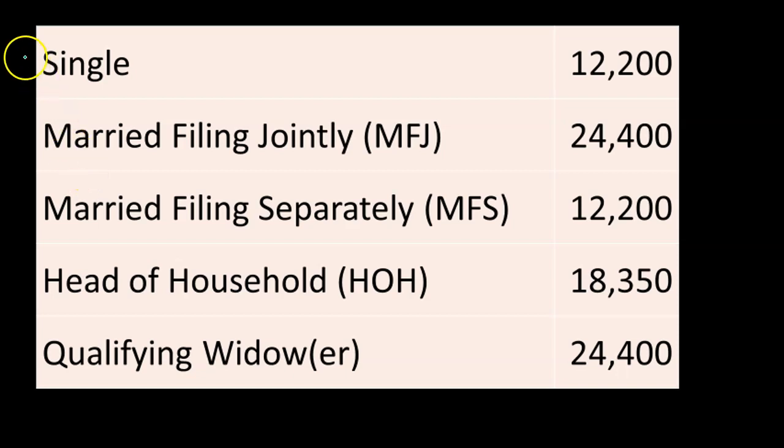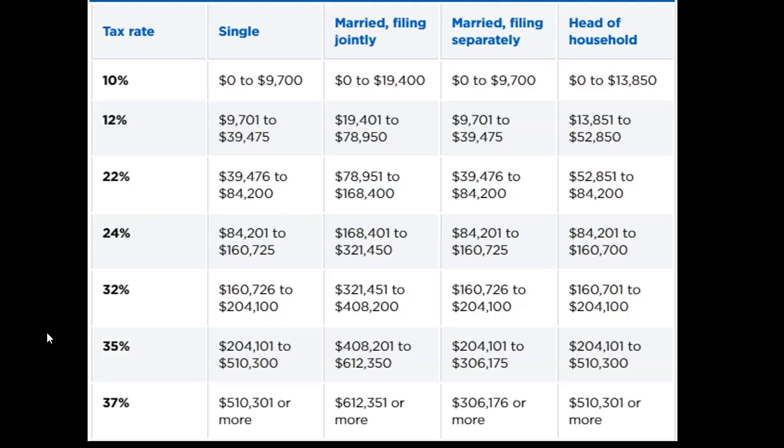Then the standard deductions, if we were to consider what the standard deductions would be for single, married filing joint, married filing separate, head of household, qualified widow, widower. This is the general rule for the standard deductions, which is dependent on the filing status. And here we have the different tax rates. It is a progressive system, as we recall.